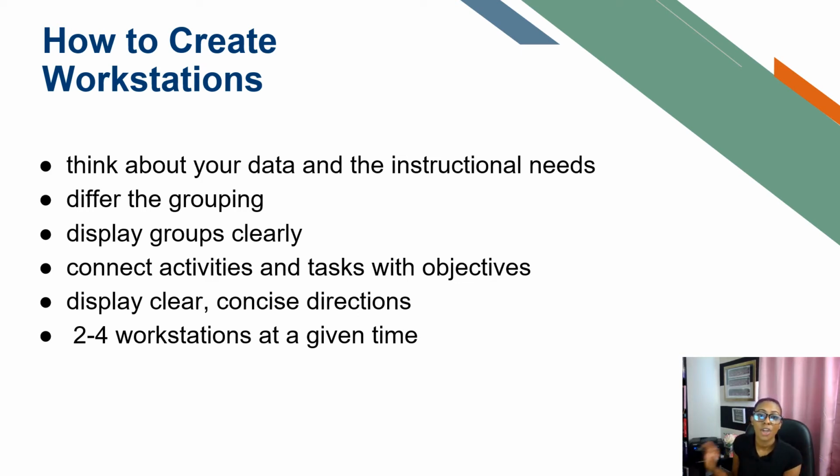You want to give no more than 4, no less than 2 workstations at a time. You do not want to overwhelm your scholars with the number of stations or overwhelm yourself with having to create a large number of stations. Again, 2 to 4. For example, you can have 8 groups, but only 4 stations. And so group 1 and group 5 are doing the same thing, group 2 and group 6 are doing the same thing, and so forth. I don't want to mess up with my counting. That way, again, you're not having to create 8 activities.